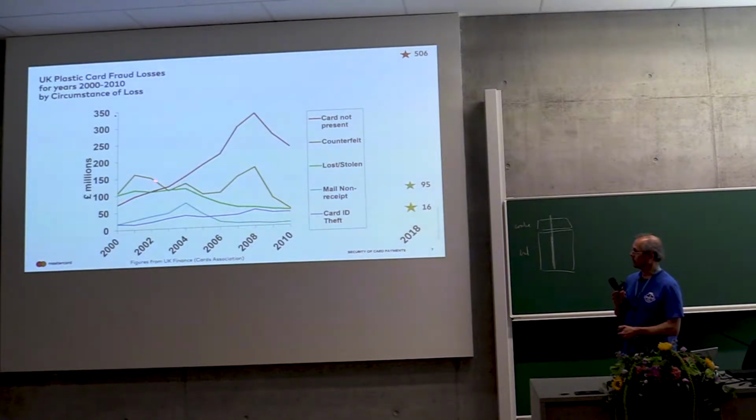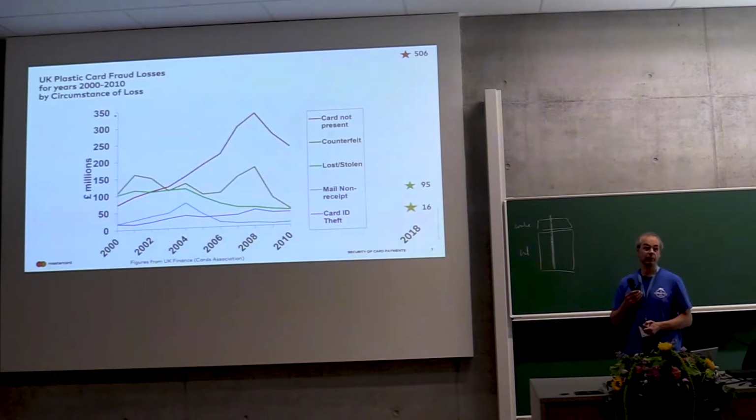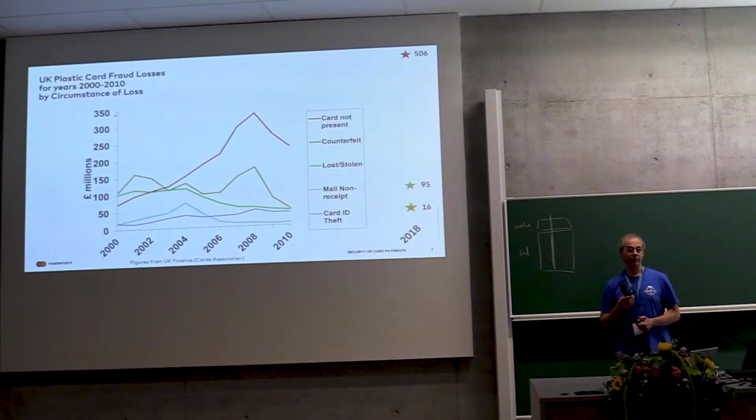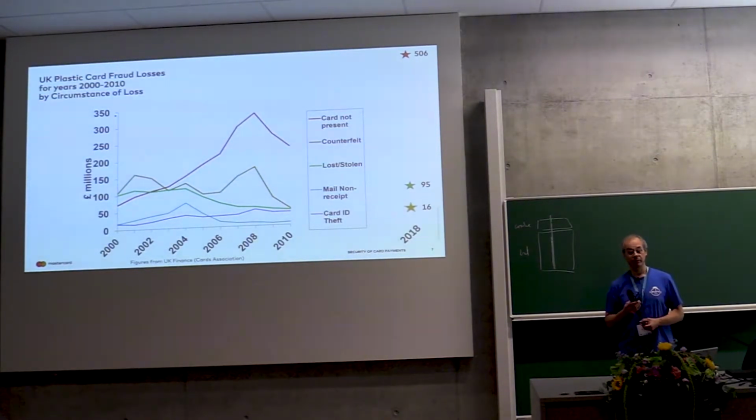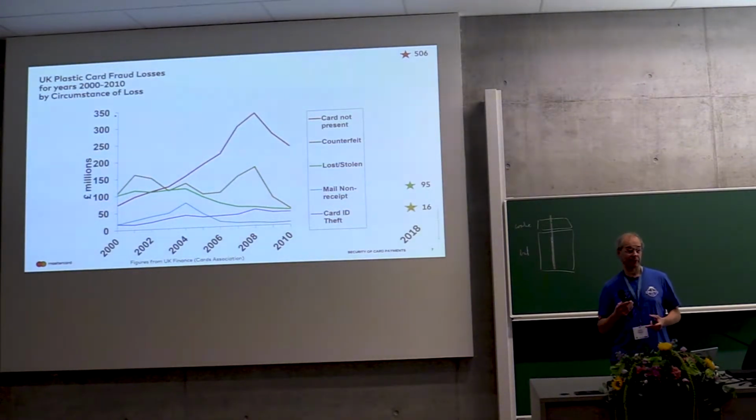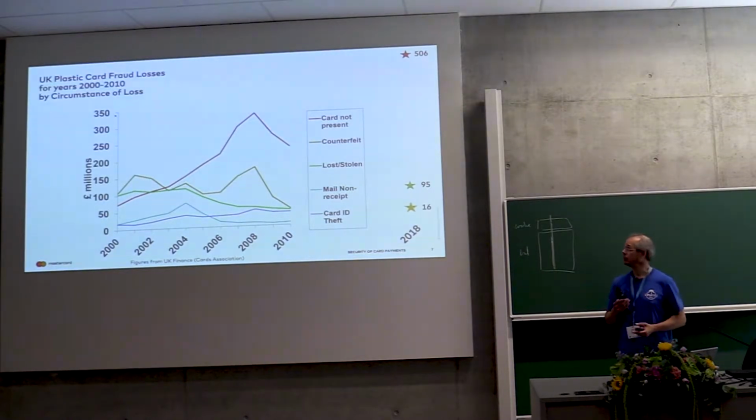The other thing that's quite interesting here about the lost and stolen fraud is it's back up to 95 million in the UK, and this apparently is to do with very basic attacks. They're not technical attacks. They're stealing the card after having observed you entering your PIN in the supermarket, for example. They're relatively basic social engineering type attacks to steal cards and then use them.